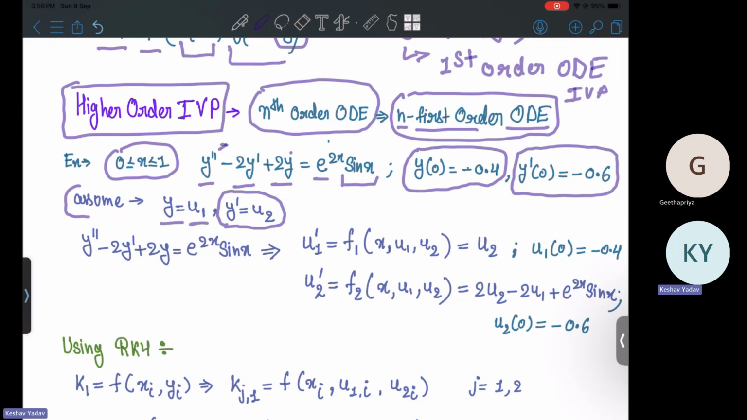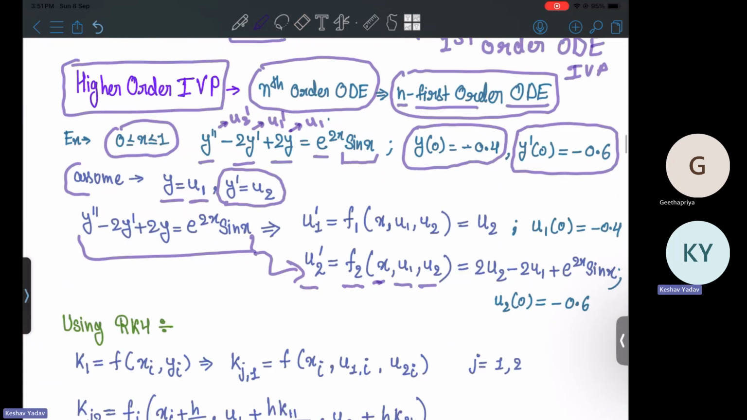So this will be what? U2 prime. This will be what? U1 prime. And this will be what? U1. You put these values, then this equation can be converted into this form. U2 prime will be equal to some function f2. F2 will be a function of x, u1 and u2.